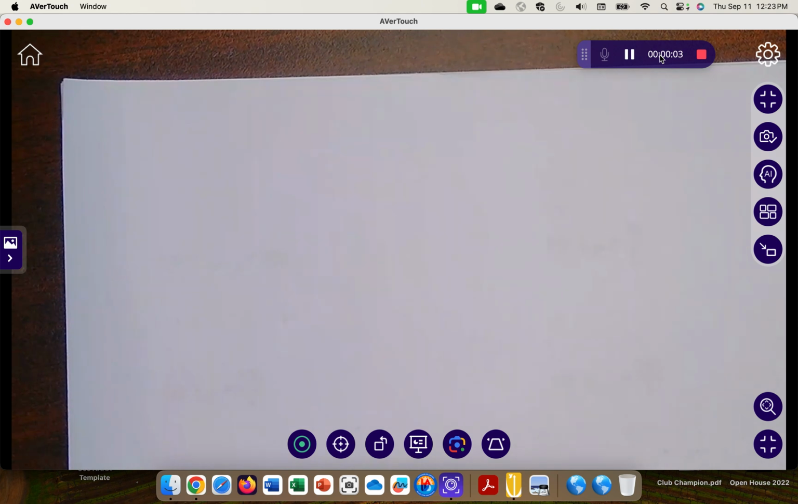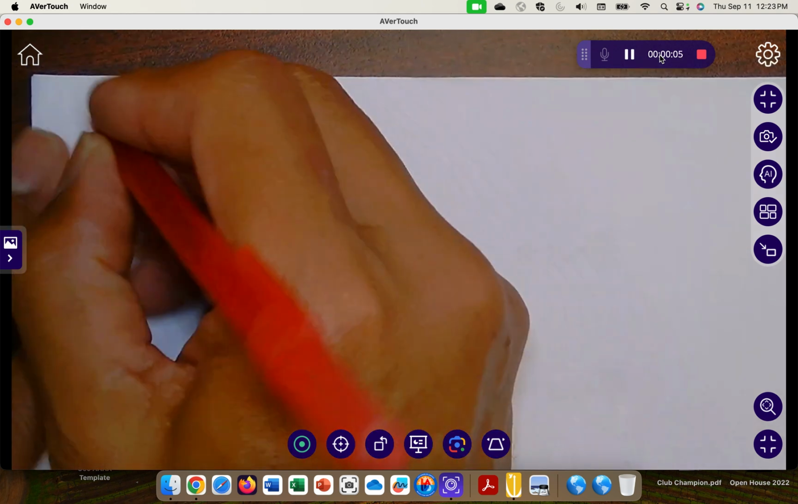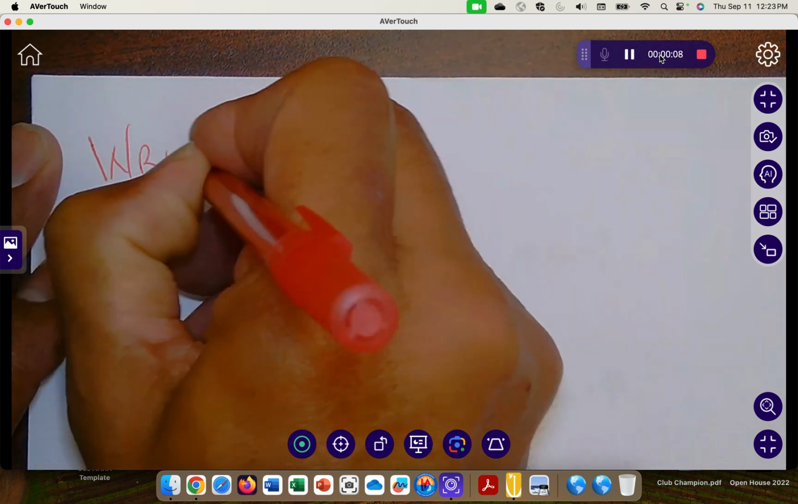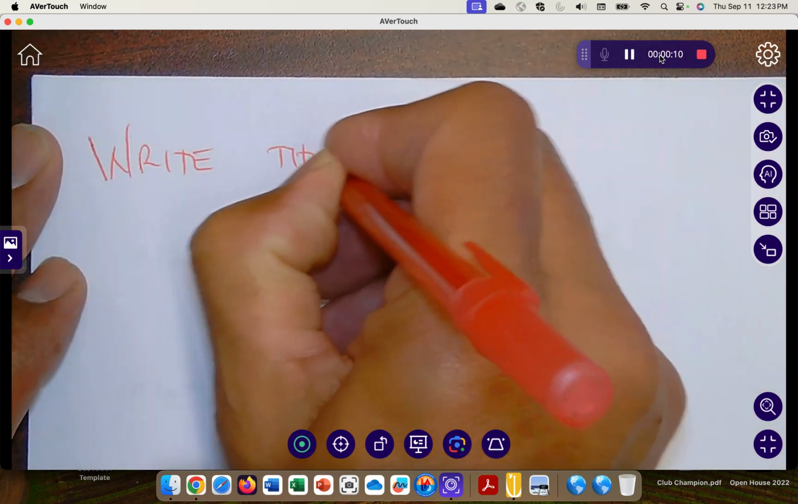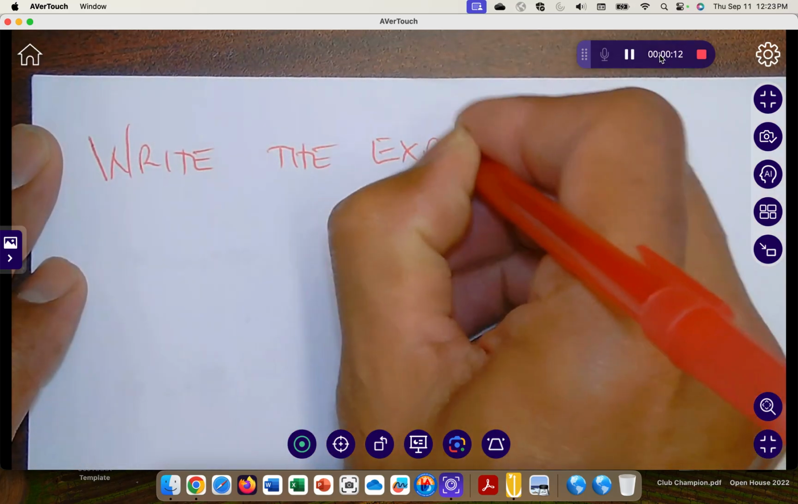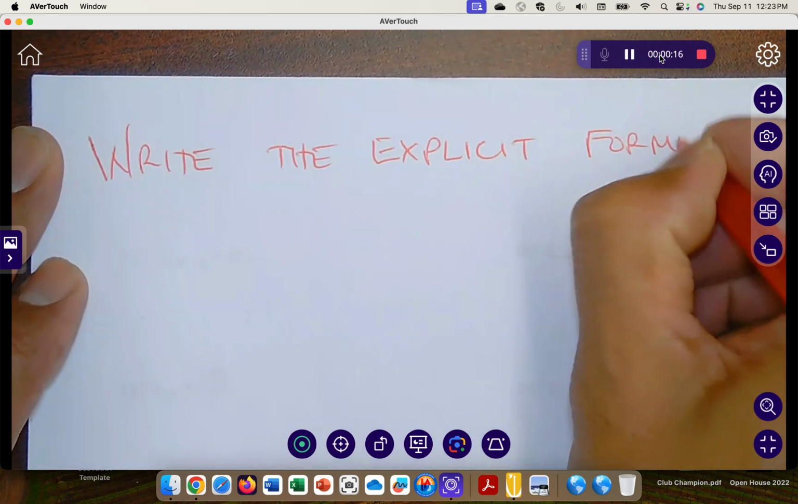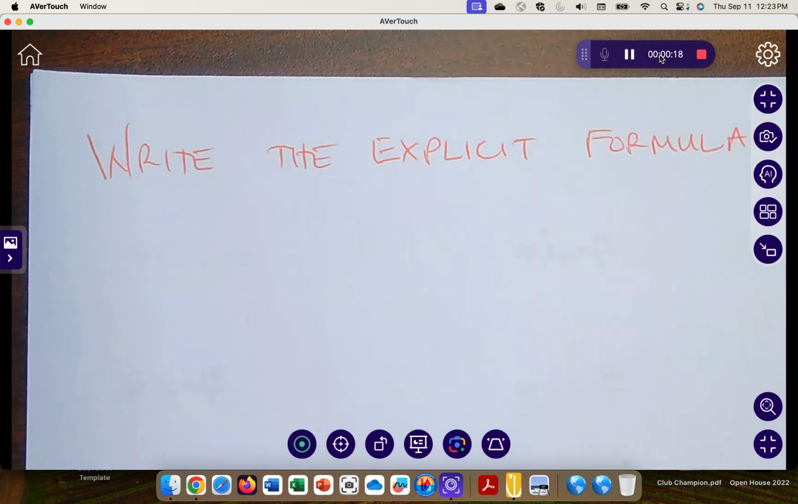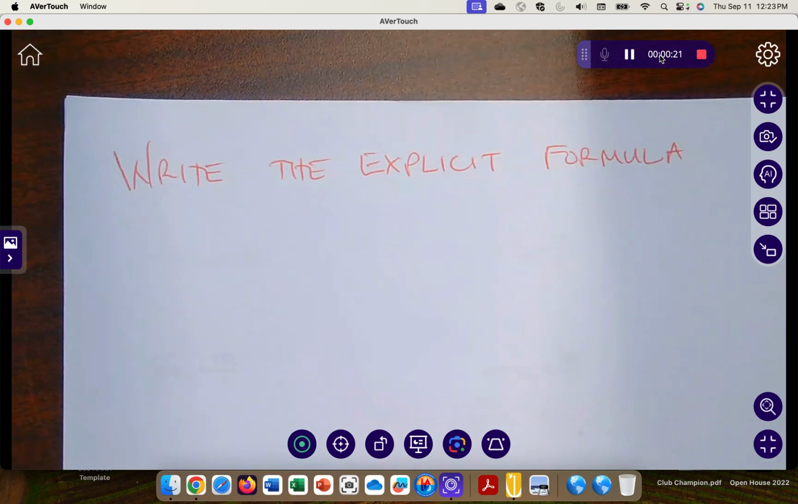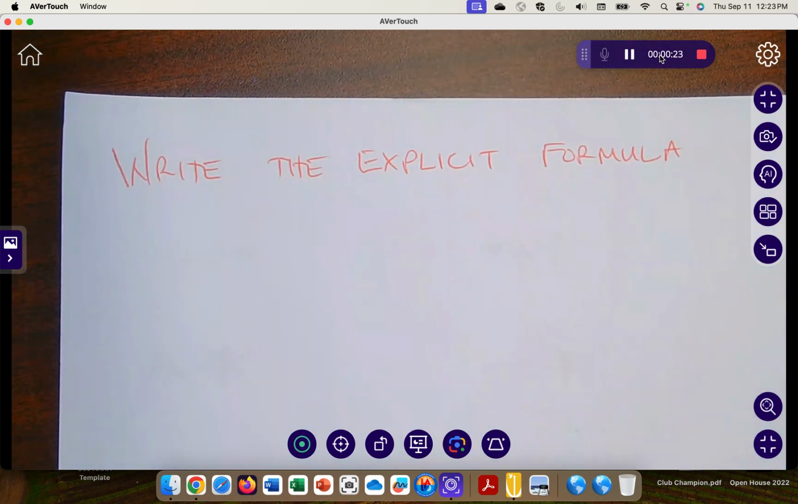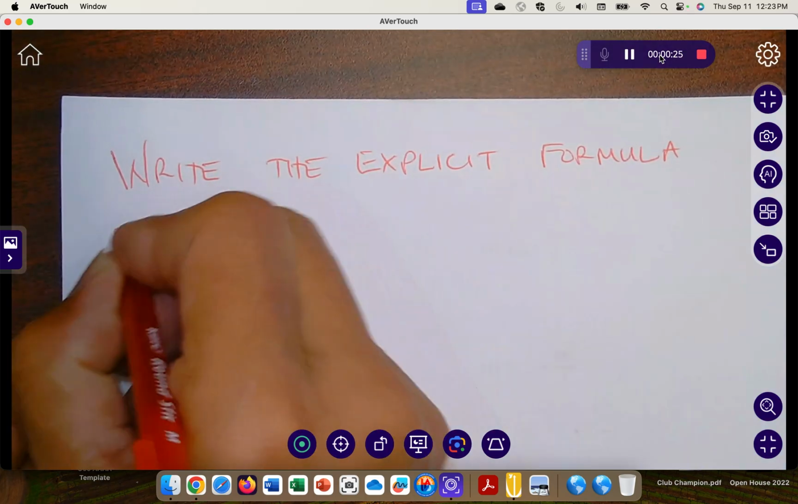Okay, so this is going to say, write the explicit formula. Write the explicit formula for each sequence.